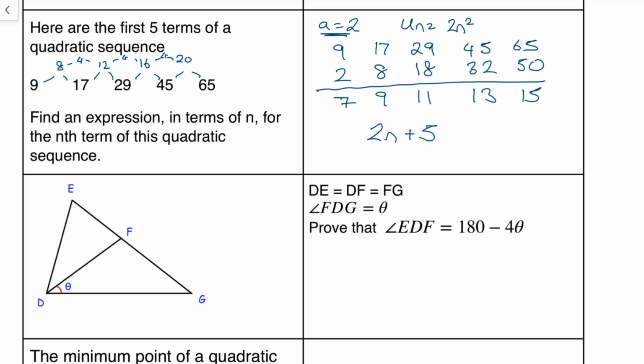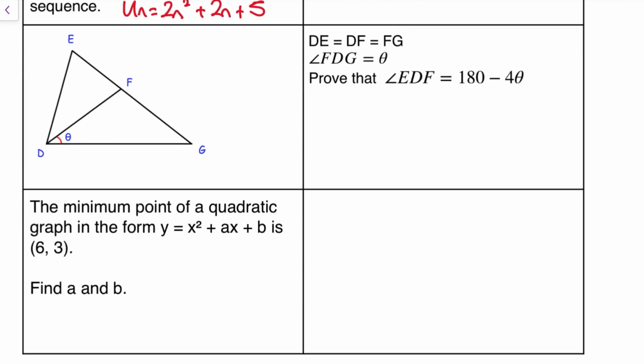So therefore my nth term, let's write it in a different colour so you know what I'm doing, is going to be u_n is equal to 2n squared, where I got the 2 from the second difference, plus 2n plus 5. Next question. Right, it's a proof question.